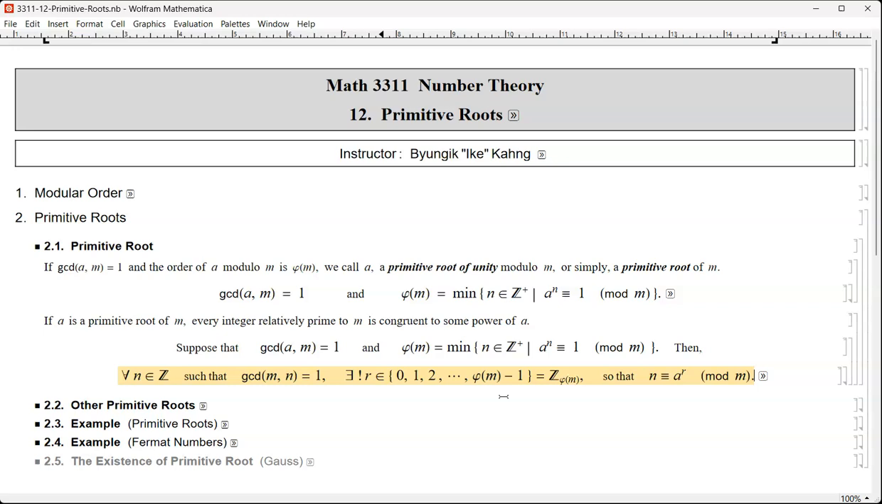Did I say any integer? Actually, I forgot this. Any integer that is relatively prime to m is uniquely congruent to a certain a to the r power, where r is from 0 to phi of m minus 1. There you go.